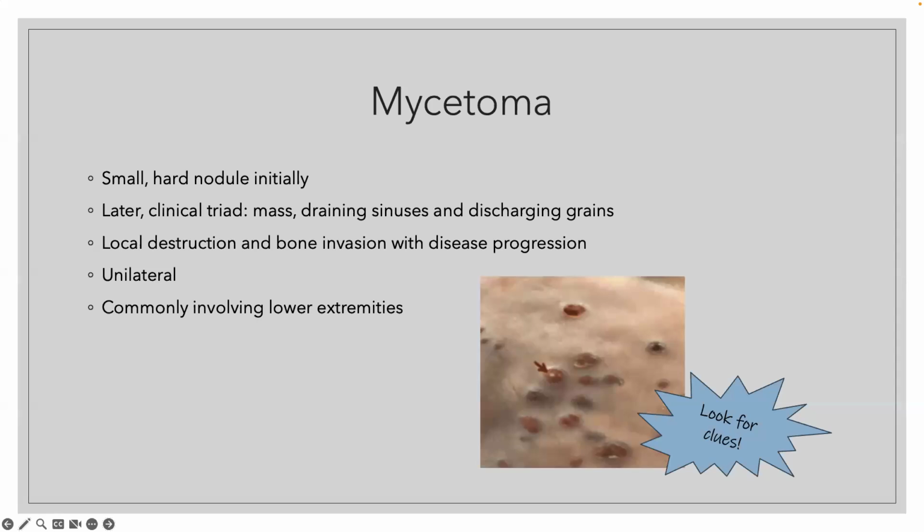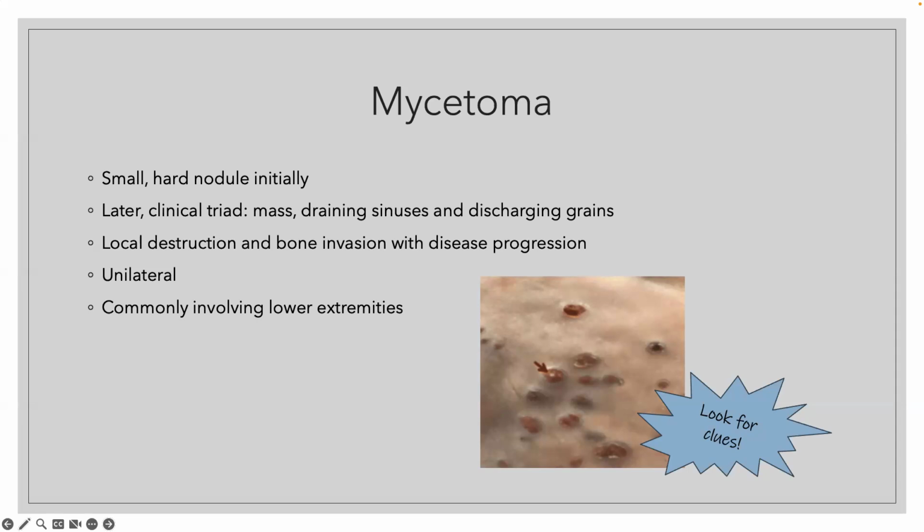Inoculation is followed by the development of a painless subcutaneous nodule that eventually evolves, and the characteristic triad of tumefaction, draining sinuses, and discharging grains becomes evident. Actinomycetes exhibit a more rapid clinical course with increased inflammation, local destruction, and bone invasion compared to their eumycetoma counterpart, as fungi tend to stay encapsulated for longer periods of time.